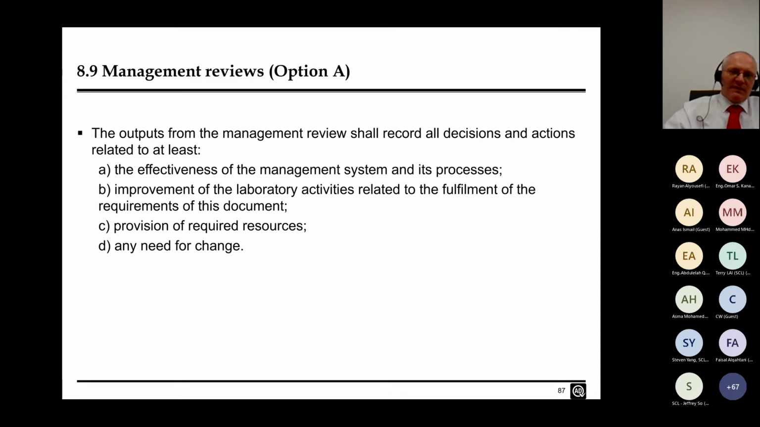And what are the outputs from this? This is a very minimal set, but you should be looking at some actions and decisions on how to manage the effectiveness of the management system, what processes need to be changed, what improvements there need to be, if we need to change the resources, and any other need for change. This is the list in the standard, but it's very much a minimal set of what you should be looking at producing from the management review.